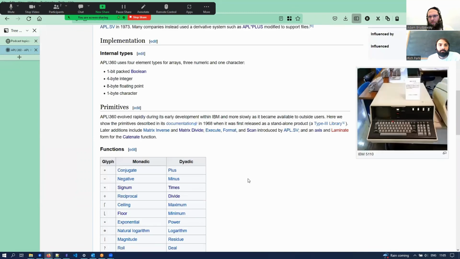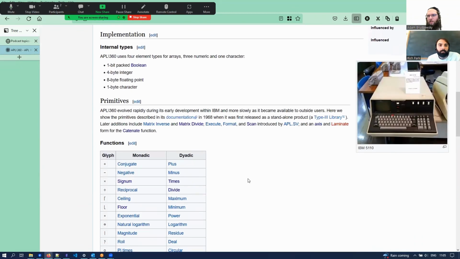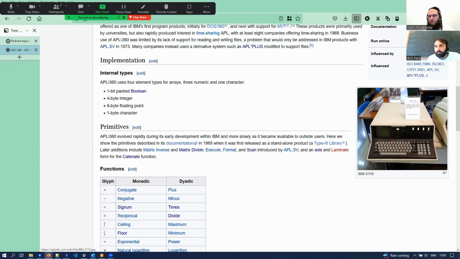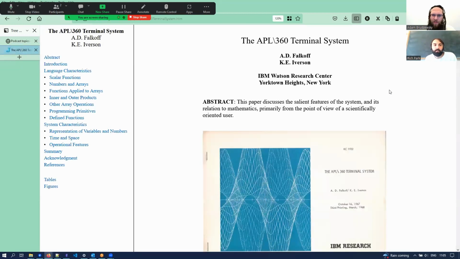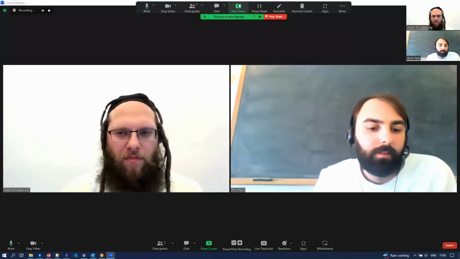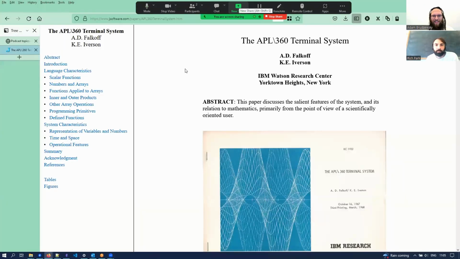sorry, I jumped the gun here. Go to implementation, in the box on the right, a little bit up. This says documentation, so open up that. This one here. Yeah, the APL 360 terminal system paper. Is this on J software? Yeah, it is.